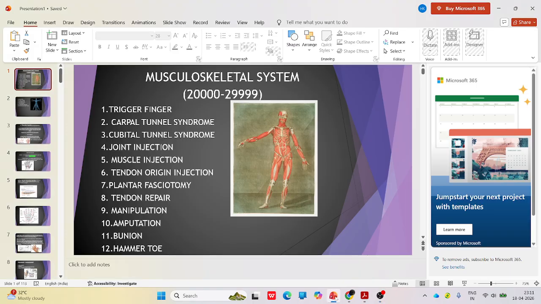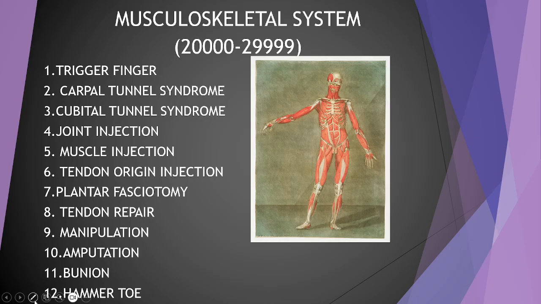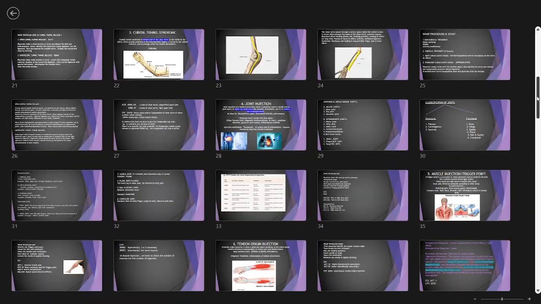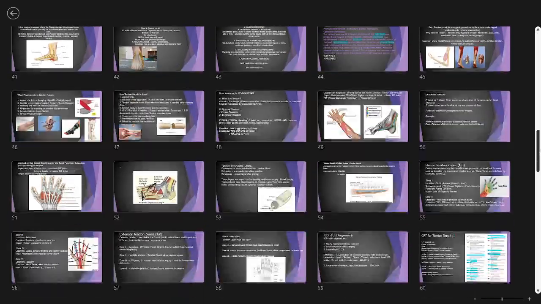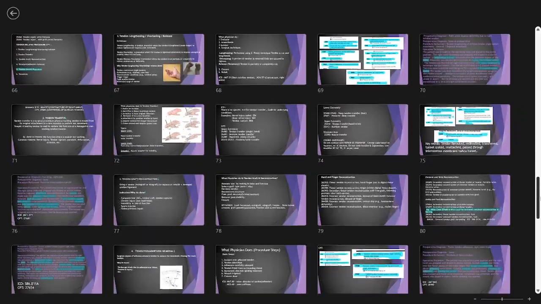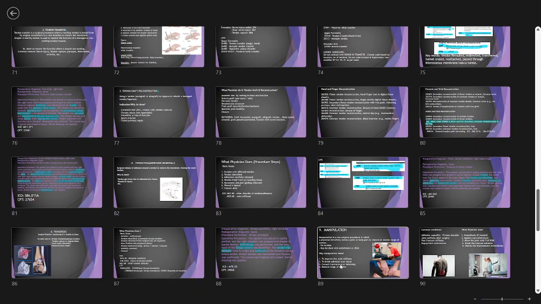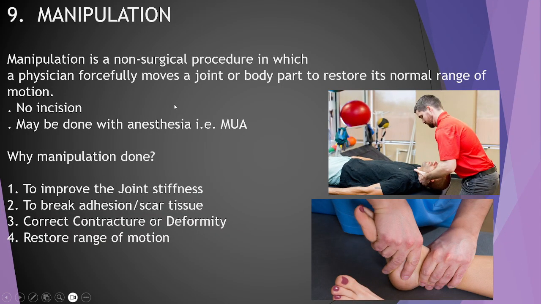And today's session will continue with the musculoskeletal system. Our topic today is manipulation and amputation. Okay, so let's begin, guys. So, the topic is 89. Okay, manipulation. So, what is manipulation?